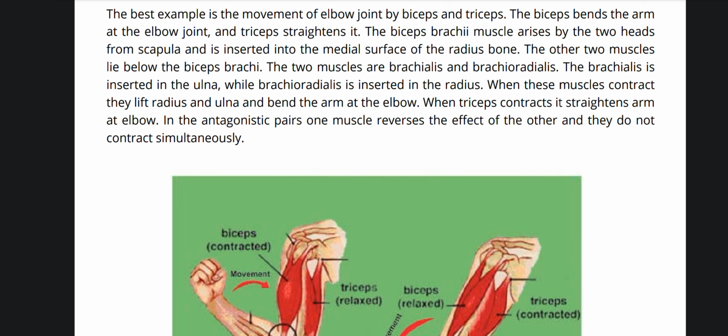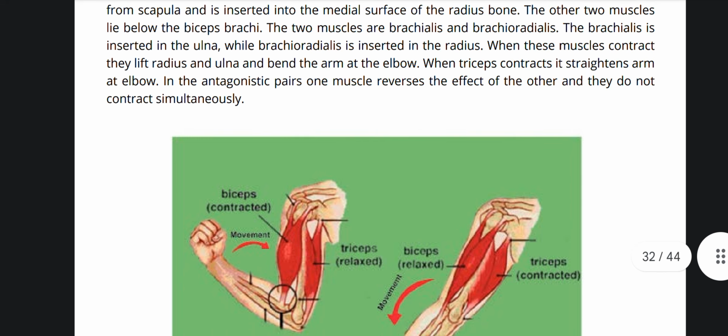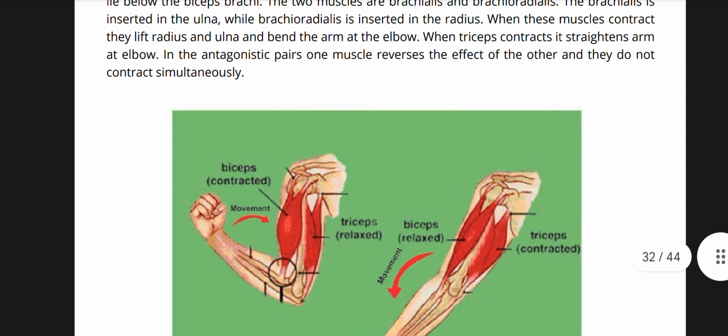The biceps brachii muscle arises by two heads from the scapula and is inserted into the medial surface of the radius bone. The other two muscles lie below the biceps brachii. The two muscles are brachialis and brachioradialis. The brachialis is inserted in the ulna while the brachioradialis is inserted in the radius. When these muscles contract, they lift the radius and ulna and bend the arm at the elbow. When triceps contract, it straightens the arm at the elbow.